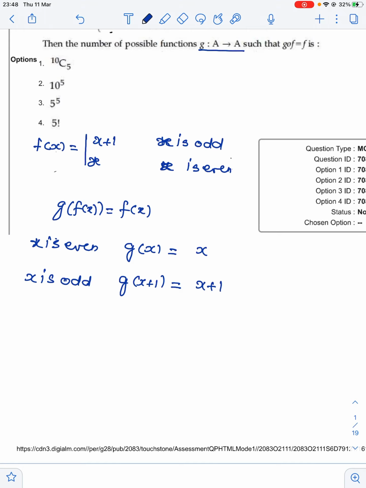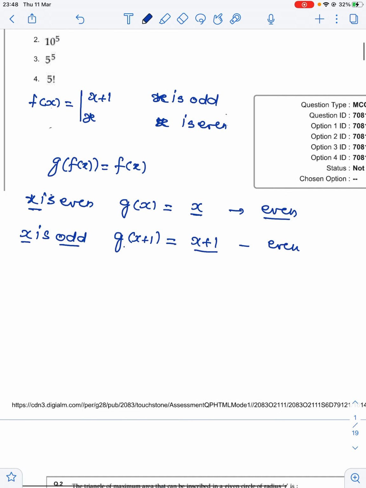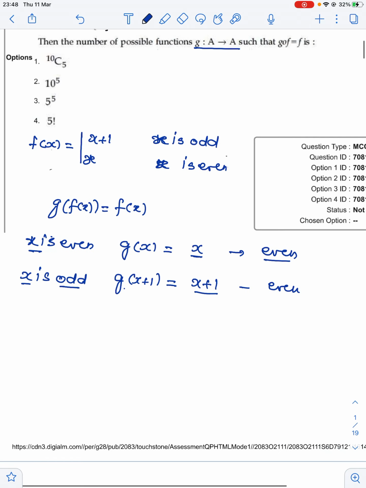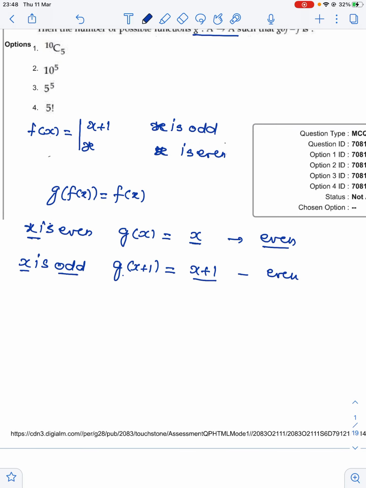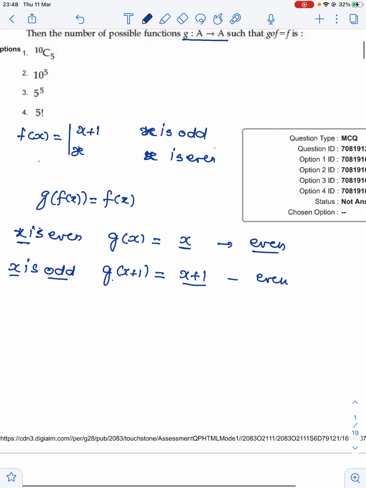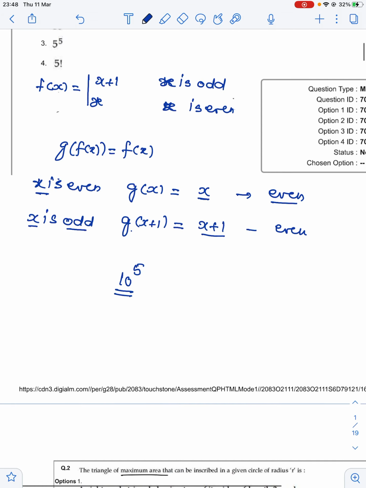One thing we can clearly notice is that the output of g(x) is always even, because when x is even, this is x, so obviously the output is even, and when x is odd, g(x plus 1) output is x plus 1, so this is also even. So if you are making the function g from A to A, having the set 1 to 10, a total of 10 elements, while the output is always even, out of 10 elements we have to connect only 5 elements. So the answer is clear: 10 to the power 5. That is option number 2.